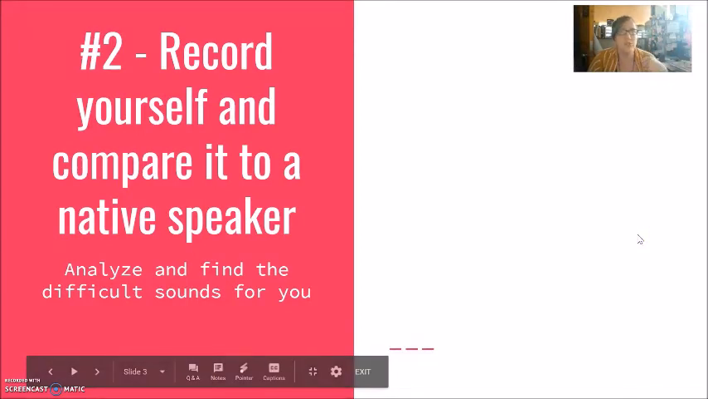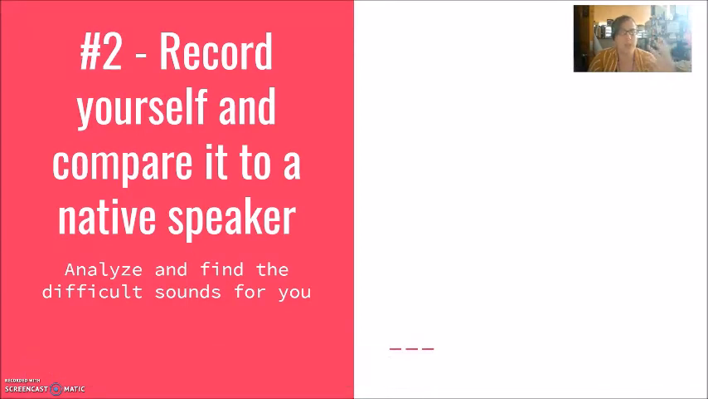One way to do this is to record yourself and then compare your recording to a native speaker of English. Using your phone for recording is the best thing that you can do. Find an audio file on YouTube, a movie, anything that has a native English speaker. Listen to their pronunciation, record yourself using the same sentence, compare the two.